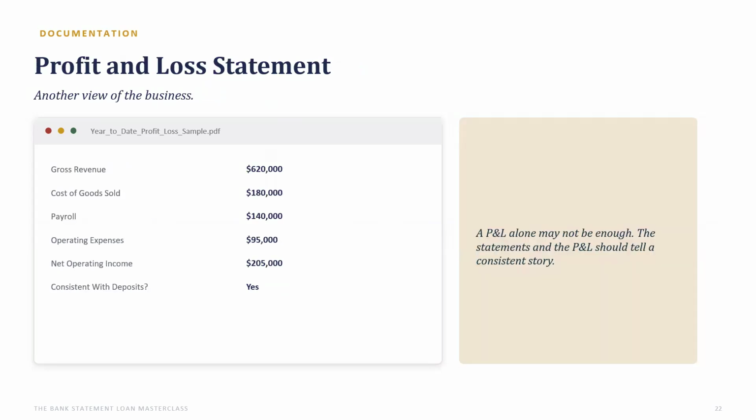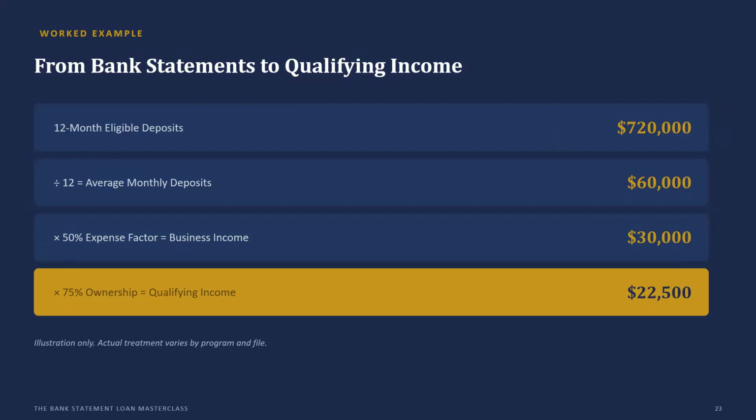Profit and loss statement. Another view of the business. Shows the gross revenue, cost of goods sold, your payroll, operating expenses, net income. Is it consistent with the deposits? So profit and loss may not be enough. Statements and the P&L should tell a consistent story, however, from bank statements to qualifying income.